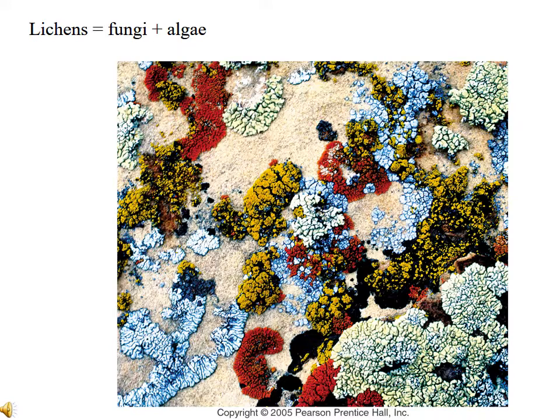Now we look at a different type of fungi. This fungi is actually referred to as a lichen. A lichen is basically a combination of fungi and algae working together in harmony. We see lichens on rocks. We see lichens on tree bark. They require very little moisture. And let's look at the next slide as to how they work.